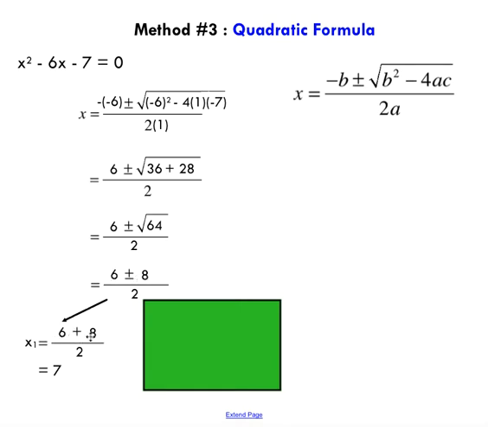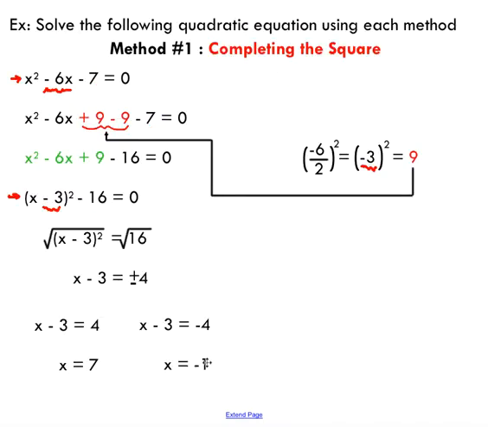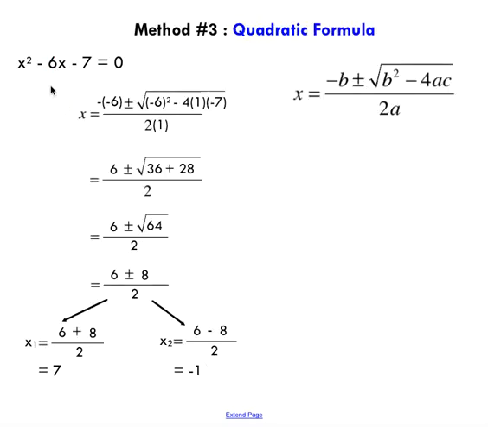Okay, so if I add 8 and 6 and divide by 2, I get 7. I've also got another solution where I subtract 8, and you'll see that you end up with -1. Okay, so you can see in method 3, 2, and 1, we get the same x-intercepts. Makes sense, it's the same problem, just a different method.